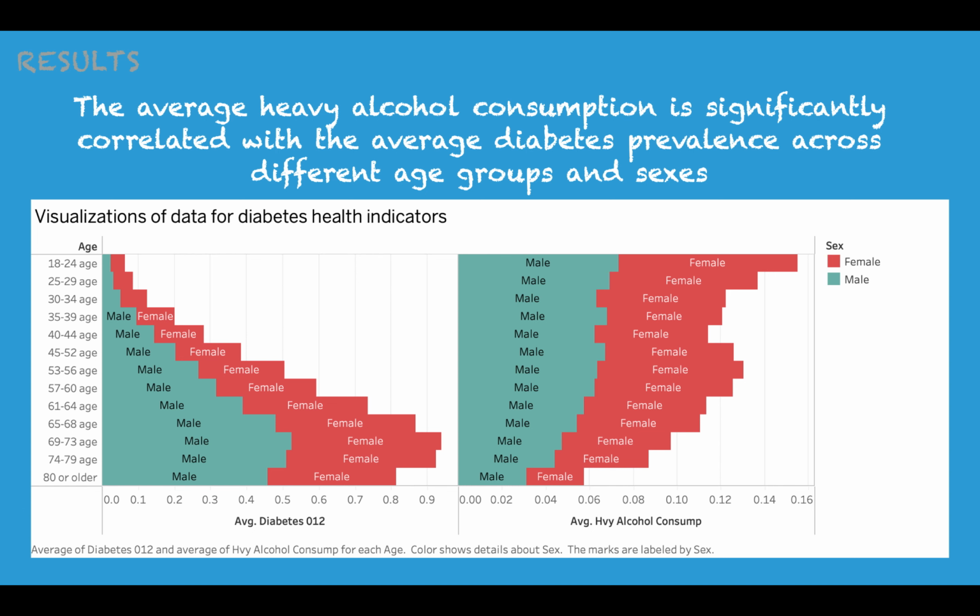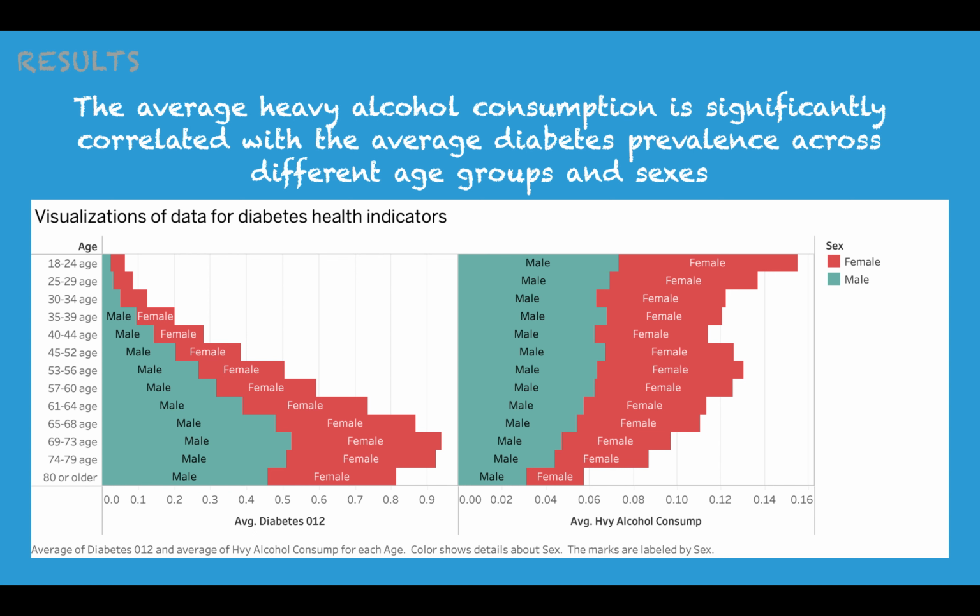I mainly picked a bar graph to depict the significant relationship between high levels of alcohol and diabetes prevalence in the population across all age groups and sexes, since it allows for more effective comparisons across various age groups and can easily be applied to complex data sets. That is why I used the bar graph.